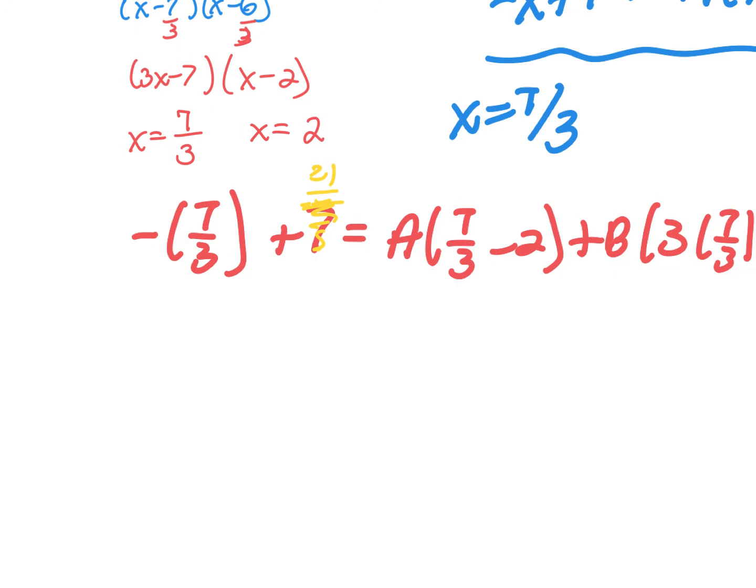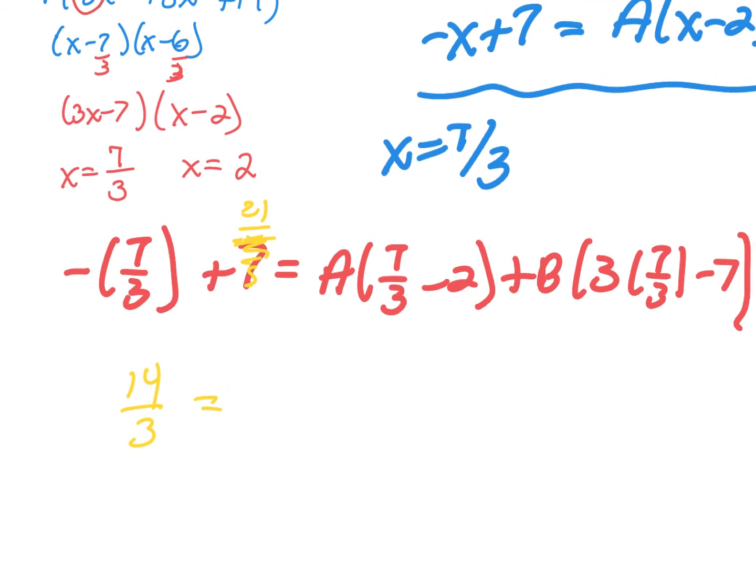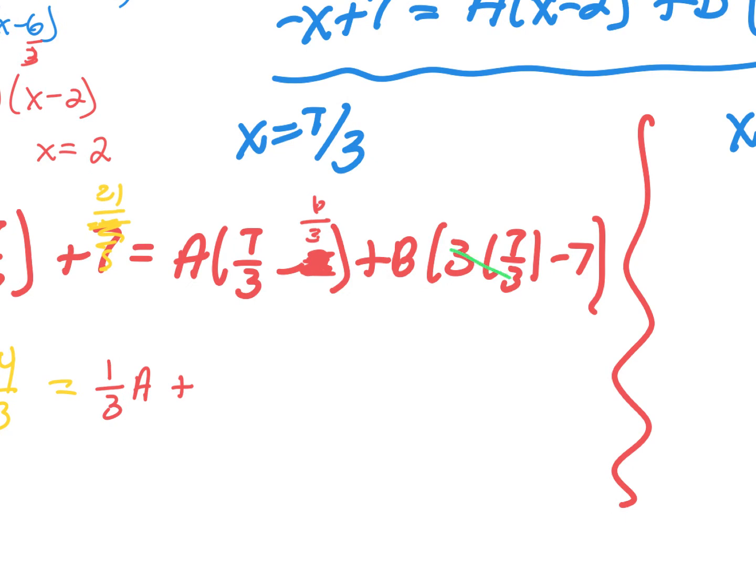So if I have -7 plus 21, what does that give me? 14. Yep, so 14 over 3, great, equals, all right, 7 thirds minus 2. Well, what does 2 become? 6 over what? 6 over 3, correct? Okay, good. So if I have 7 minus 6, what does that give me? 1/3. So I have 1/3 A plus, well, what happens over here? 3's cancel, and then 7 minus 7 is zero, there we go.